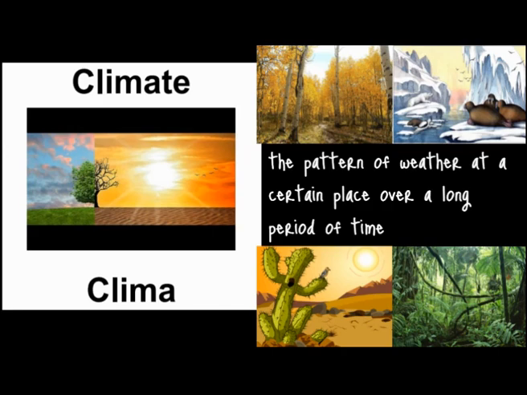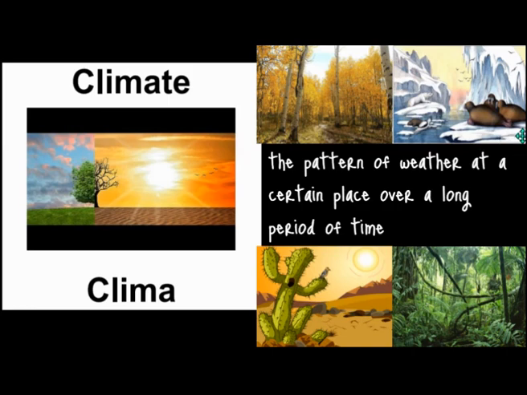Now, for an example of climate, we see some different pictures here showing the different climates that we would see around the world. In Pennsylvania, we have a very temperate climate, which means that we experience a lot of changes in our weather. It's not always hot, it's not always cold. The weather is changing with the seasons.